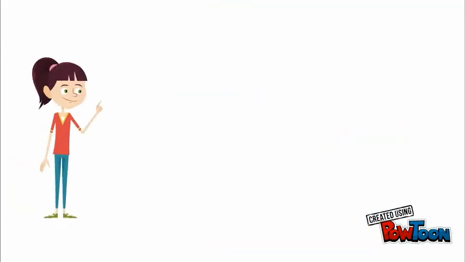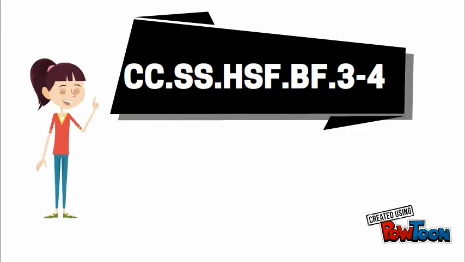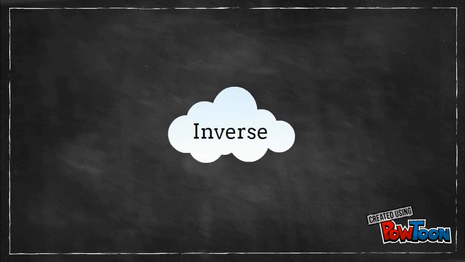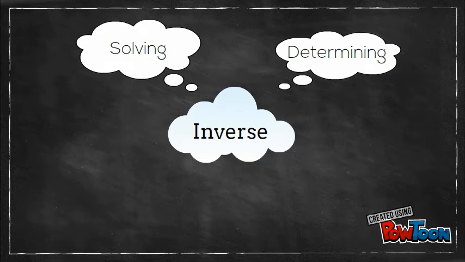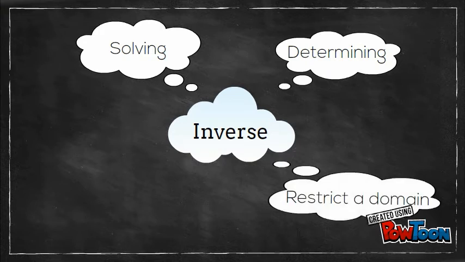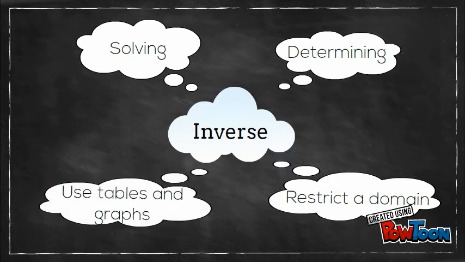Thirdly, we got CCSS HSF BF D 4, which is similar to the previous standard. According to the given task, I now can solve for an inverse of a function and determine whether or not the function has an inverse. I can restrict the domain so that the graph will have an inverse, and I can also find an inverse by looking at graphs or tables.